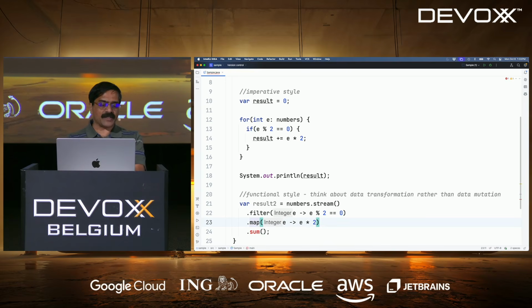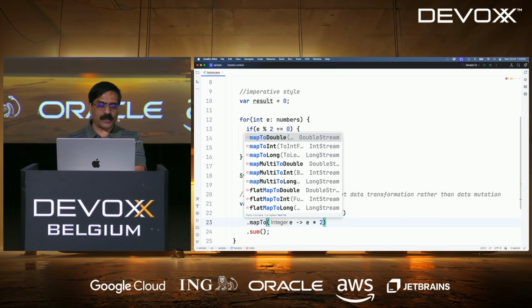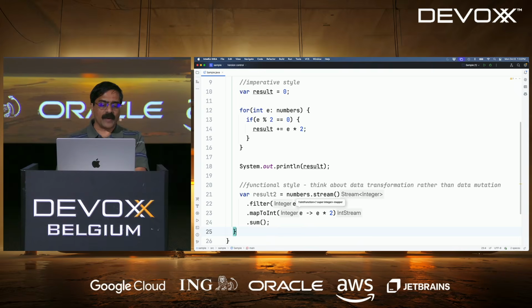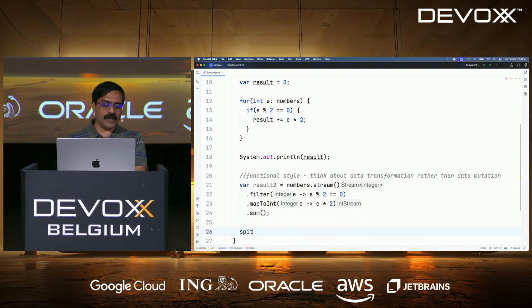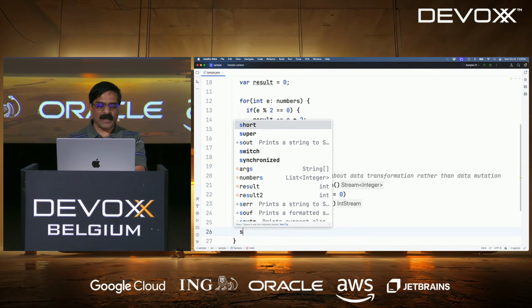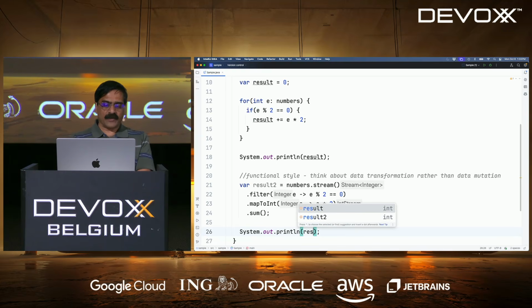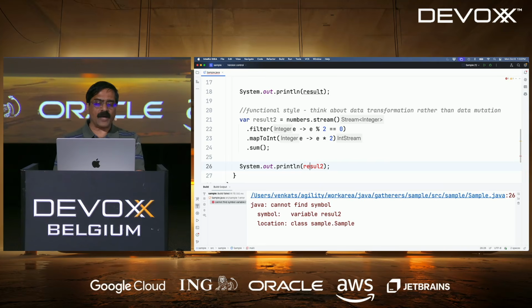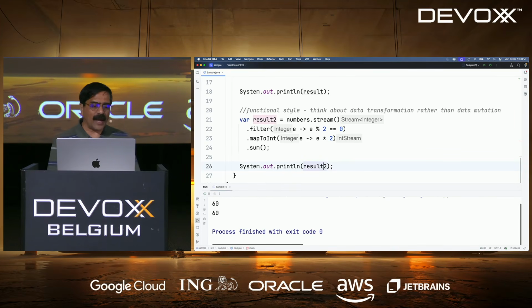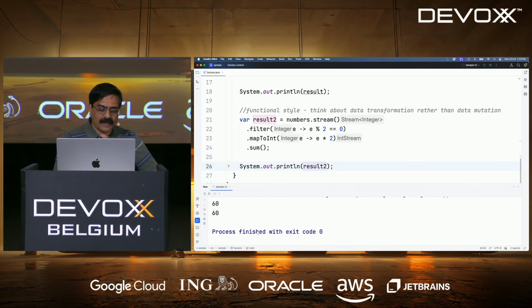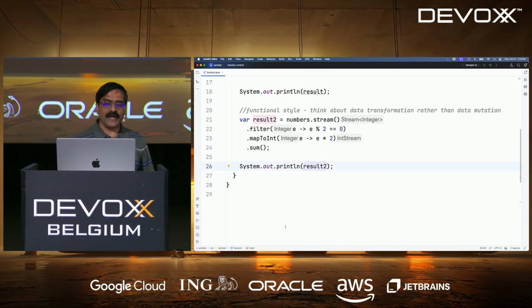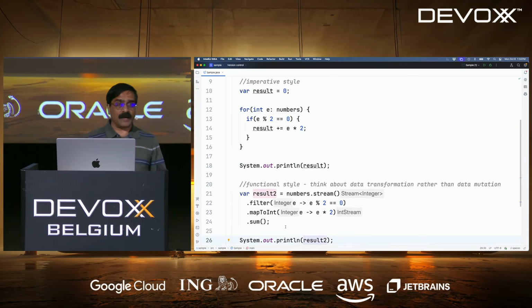And in this case, because sum is an operation on integers, you could ask it to transform to an int. And then, of course, eventually you could output that value, result2, which should be the same as the value from the other computation as well. And we can see the result is 60 and 60. So this is an imperative style versus a functional style. Again, this is something most of us are very familiar with since the time this was introduced.